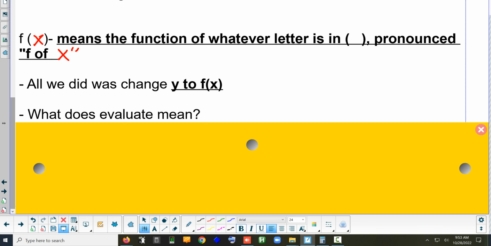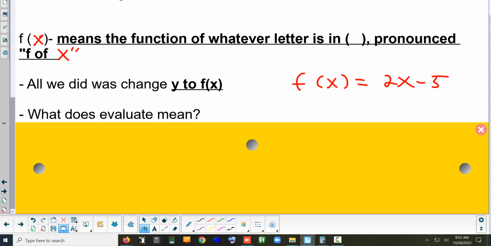Okay, another question. I think we talked about this really, really early on. If I gave you something like f of x equals 2x minus 5, and I said evaluate for x equals 3, what does evaluate mean? What does evaluate mean?